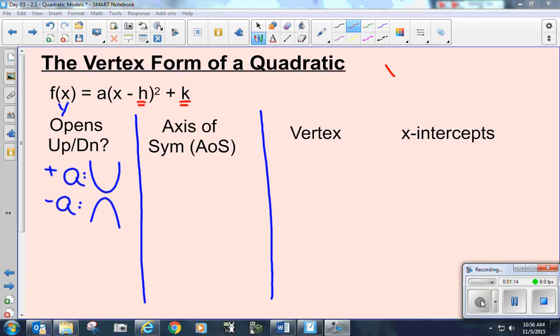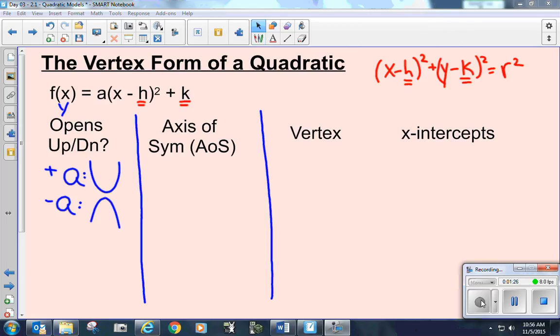A circle is x minus h squared plus y minus k squared equals your radius squared. What do the h and k represent here? It's a coordinate. What coordinate? Well, it's a circle. It represents the center of the circle. It's an actual coordinate. It'll give you an x and y coordinate.